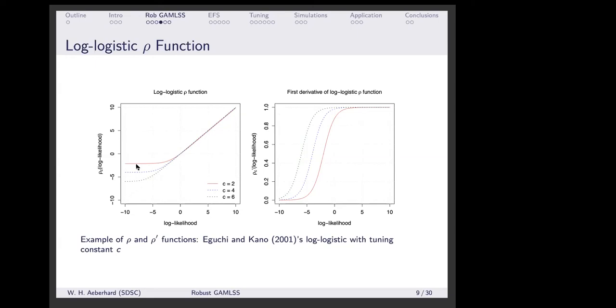You have a similar interpretation if you think of estimating equations, and that's where the right-hand panel here is useful to look at. So the first derivative of rho can be interpreted as a weight. The conditions we enforce on rho is that the first derivative should be bounded between 0 and 1. And here you can explicitly see the sigmoid we get with the log-logistic function. So again, for large log likelihood values, my weights will be very close to 1. And for low log likelihood values, the observation will get downweighted more and more.